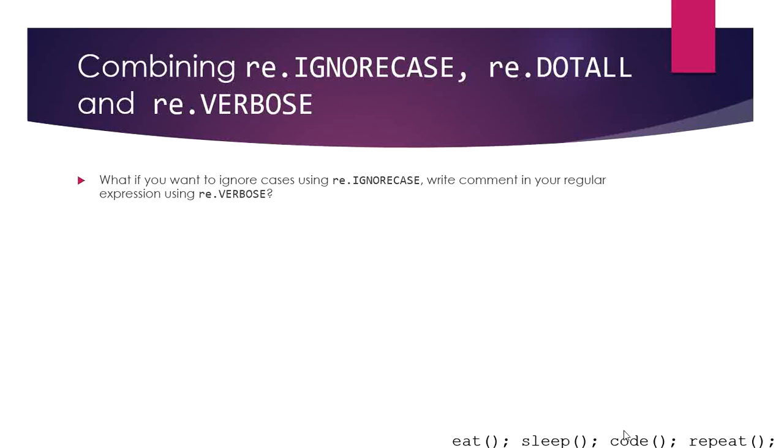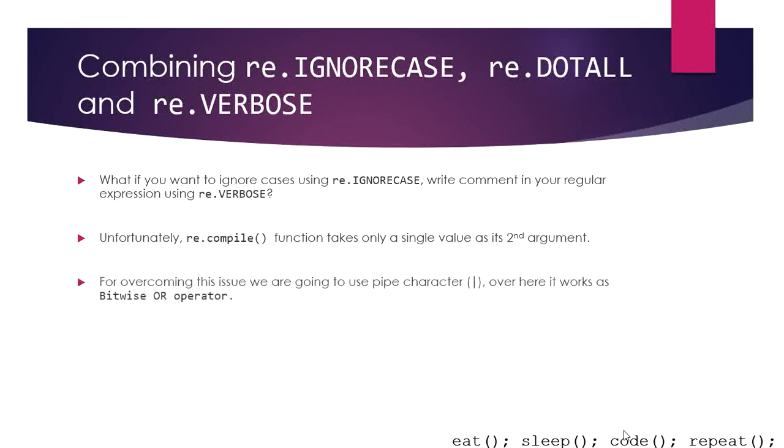There might be times when you want to use two things together, like re.IGNORECASE and re.VERBOSE. I want to ignore case, but I also want to have multi-line patterns. I want to ignore all the white spaces and the newline characters inside the raw string. What do I do? Unfortunately, the re.compile function takes only a single value as the second argument. It cannot take double or triple arguments. So what do I do?